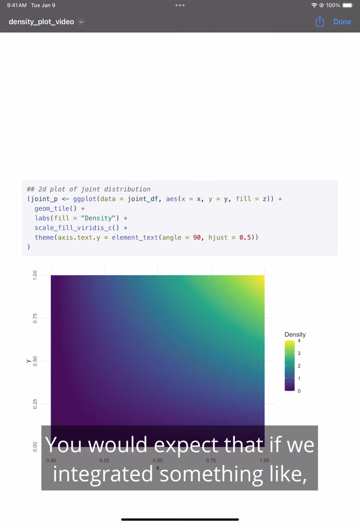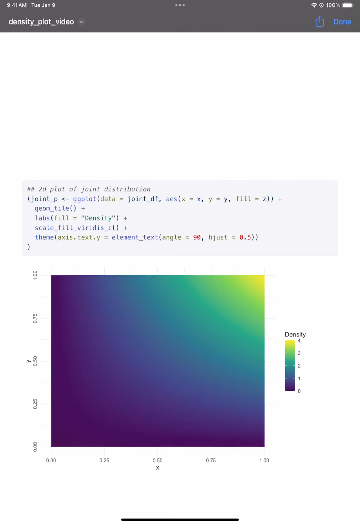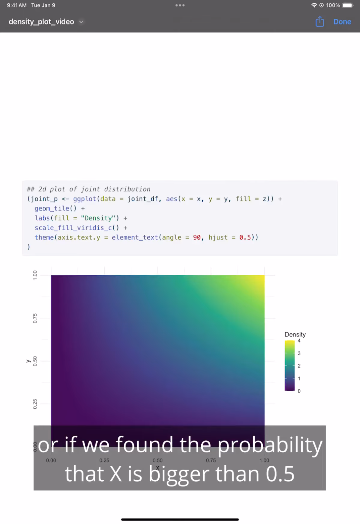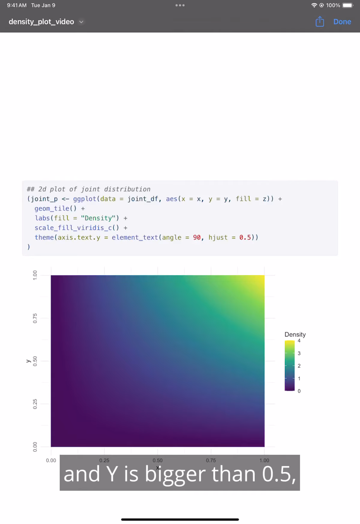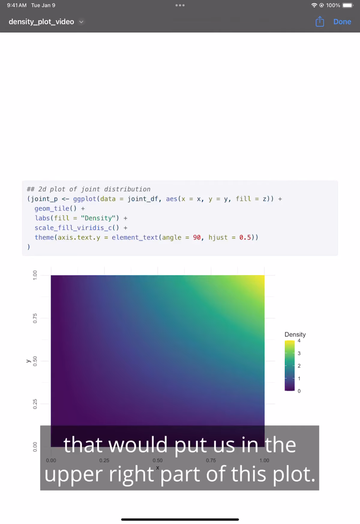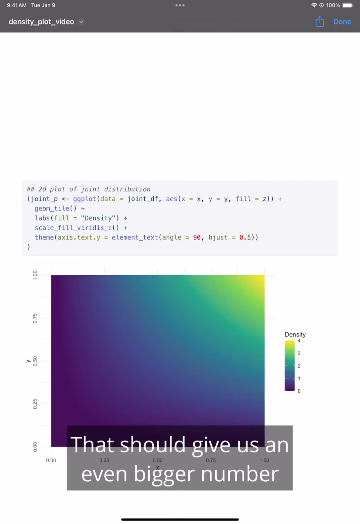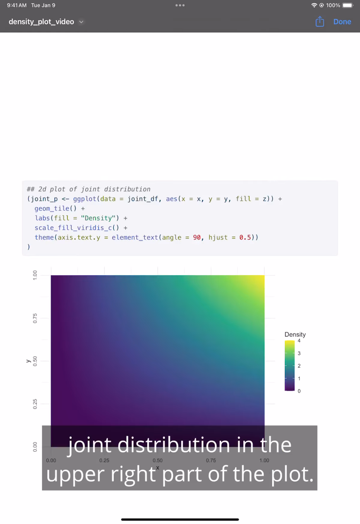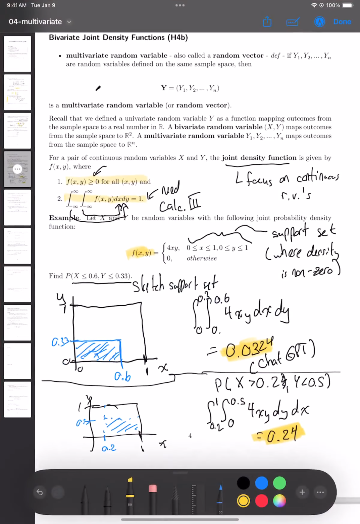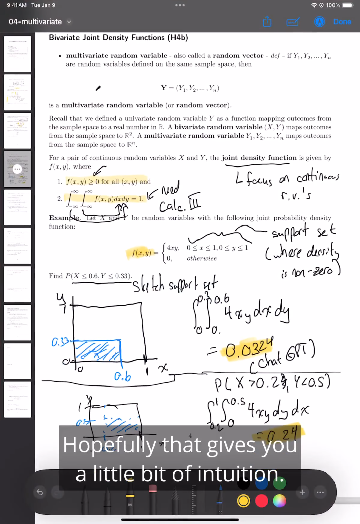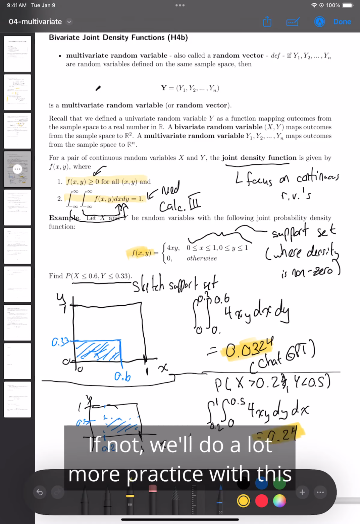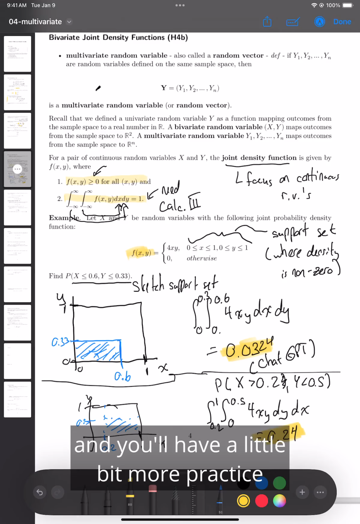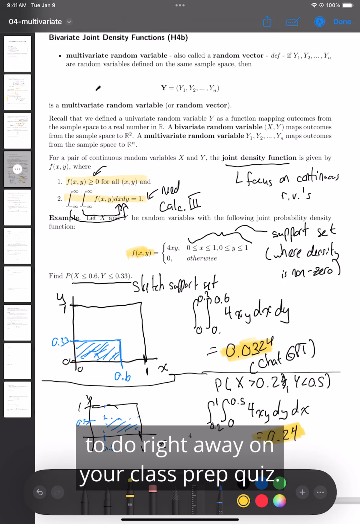You would expect that if we found the probability that x is bigger than 0.5 and y is bigger than 0.5, that would put us in the upper right part of this plot. That should give us an even bigger number because there's so much density for this particular joint distribution in the upper right part of the plot. Hopefully that gives you a little bit of intuition. If not, we'll do a lot more practice with this, and you'll have a little bit more practice to do right away on your class prep quiz.